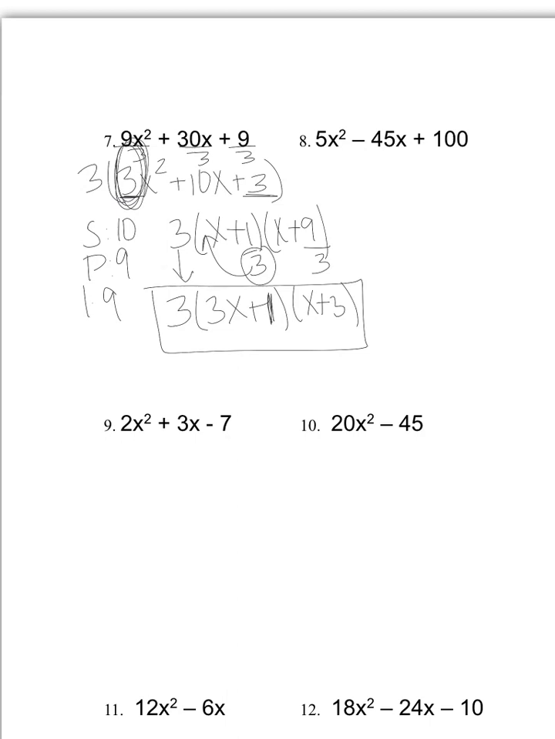Okay, looking at 8, always check for GCF first. Notice they have a 5 in common. So when we take out a 5, we have x squared minus 9x plus 20.